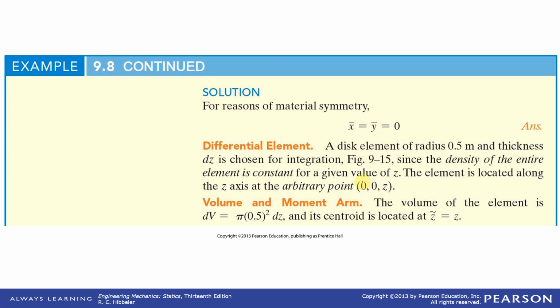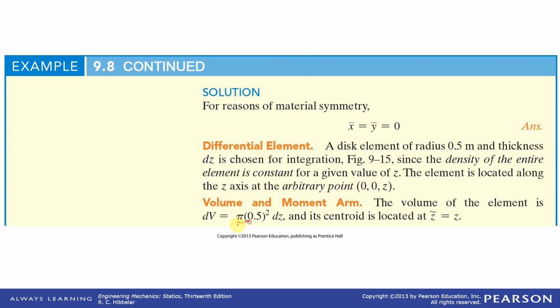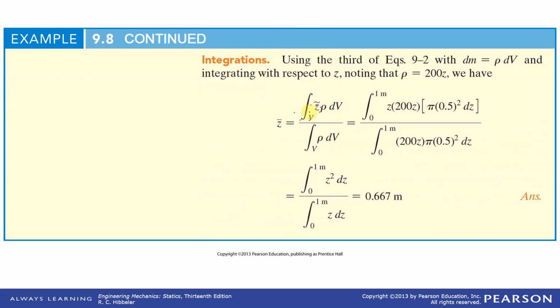So dV is pi r squared dz, just like before. 0.5 meters is the radius. So pi r squared dz is going to be dV. So the integral of z hat rho. Now, we've got to keep the rho's because they're changing. It's a function of z now. It's not a constant. They don't factor out because the rho is not a constant. So you've got to leave it in here and here. Pi r squared dz, that's the differential volume.